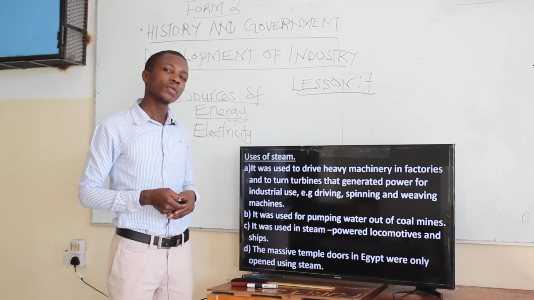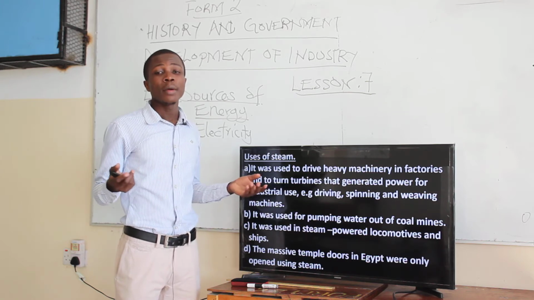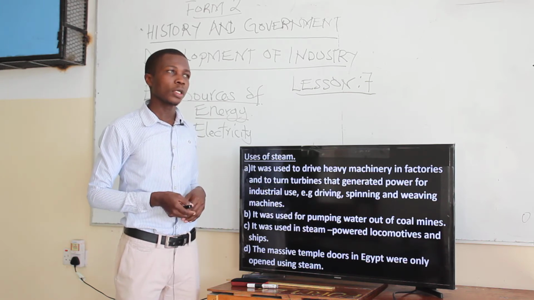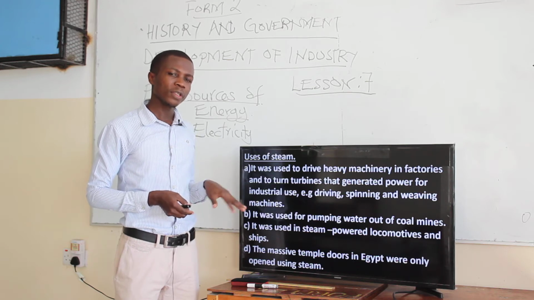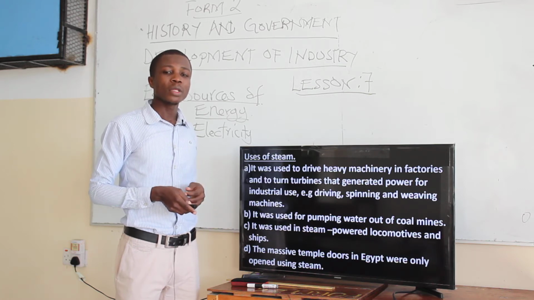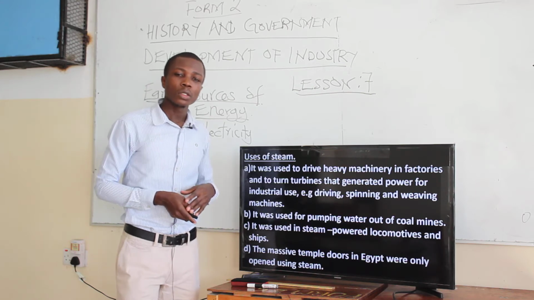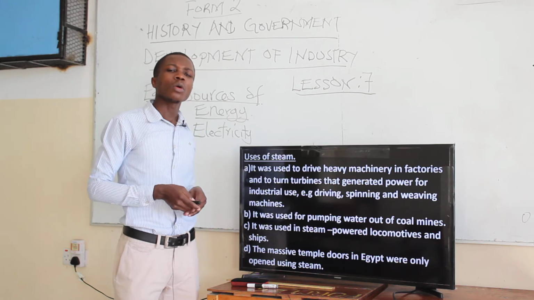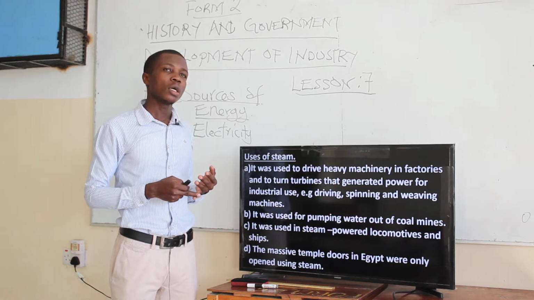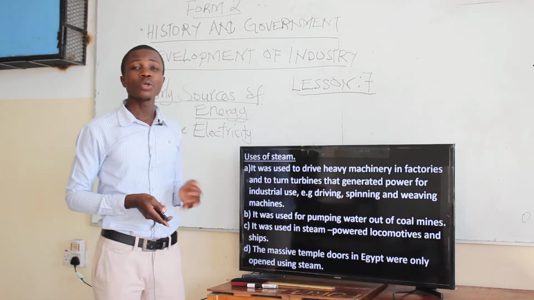Then the next use, the second one according to the screen, was to pump water out of the coal mine. It's the same illustration we gave when talking about the brief history of the inventor of the steam engine, which was later improved by Savery. Thomas Savery is the person who came up with that machine used to pump water out of the coal mine. It was also used in steam power locomotives and ships. Ships used steam power, and even locomotives such as trains.